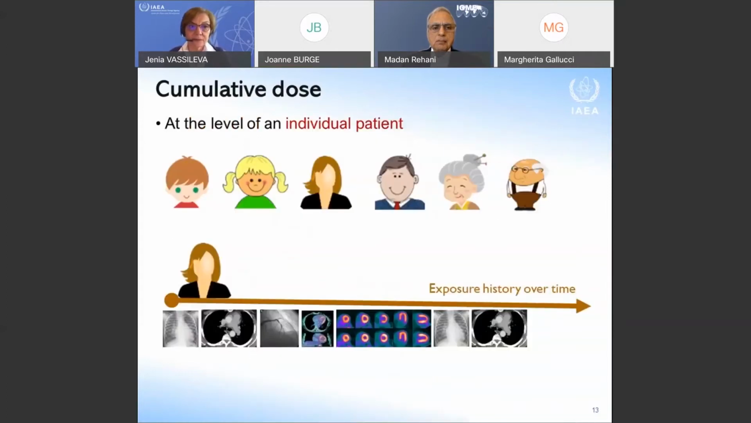Today, we are talking about cumulative dose. So we stay in the discussion at the level of an individual patient. Patients are different in age, sex, and many other conditions. And we talk about the exposure history of the same patient over the time. I hope I answered your question.